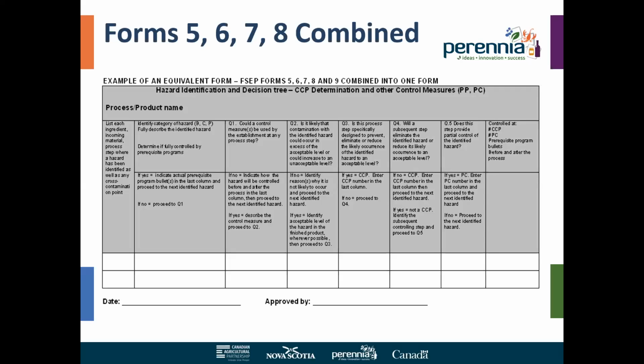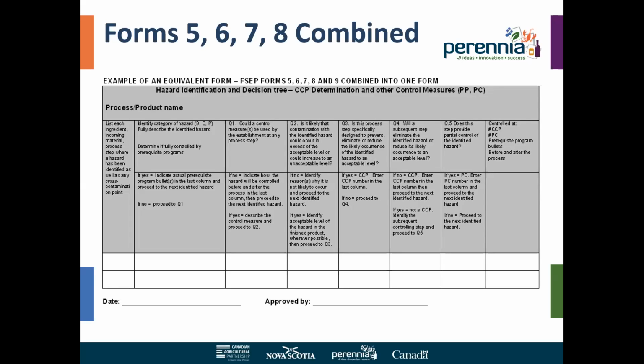So again, you guys don't have to use this form as long as you are addressing everything. So meaning that you've addressed incoming product, the cross-contamination points, and all your process flow. So all your processing steps. So you're going to identify at each of these which hazard is associated with these processing steps. Is there a potential biological, chemical, or physical hazard? And you're going to describe that.